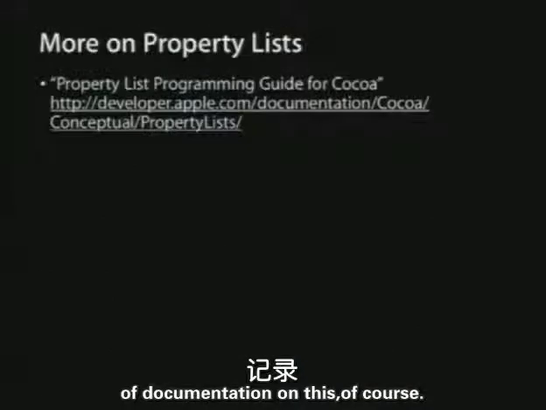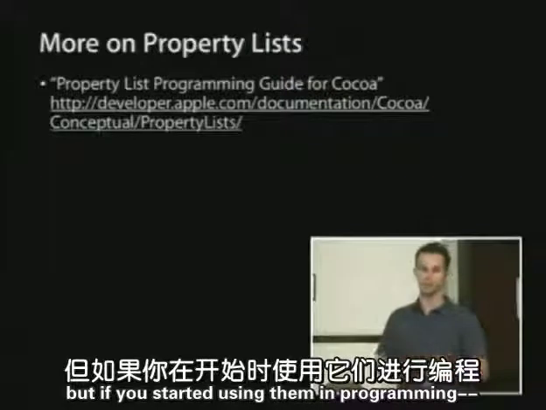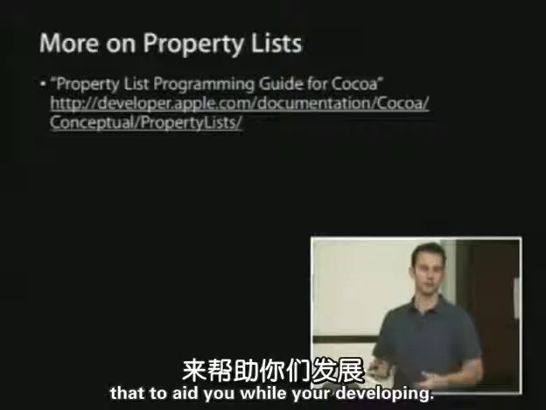So there's a ton of documentation on this, of course. Property lists are pretty straightforward, but if you start using them in your programming, I would definitely check out the documentation and use that to aid you while you're developing.